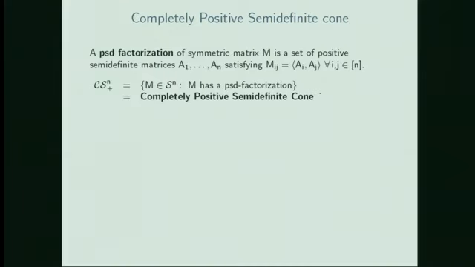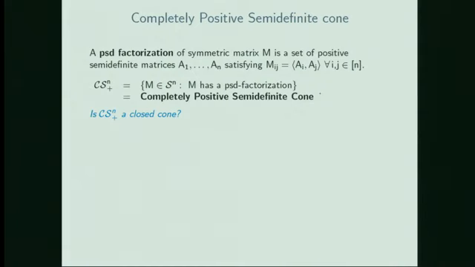Okay, so we ask for the existence of positive semi-definite matrices such that their inner product gives the entries of the matrix. And we call this cone the completely positive semi-definite cone. This is a cone, so that's easy to prove, but we cannot even prove that it's closed, or we don't know if it's closed or not. So that's an interesting open question.